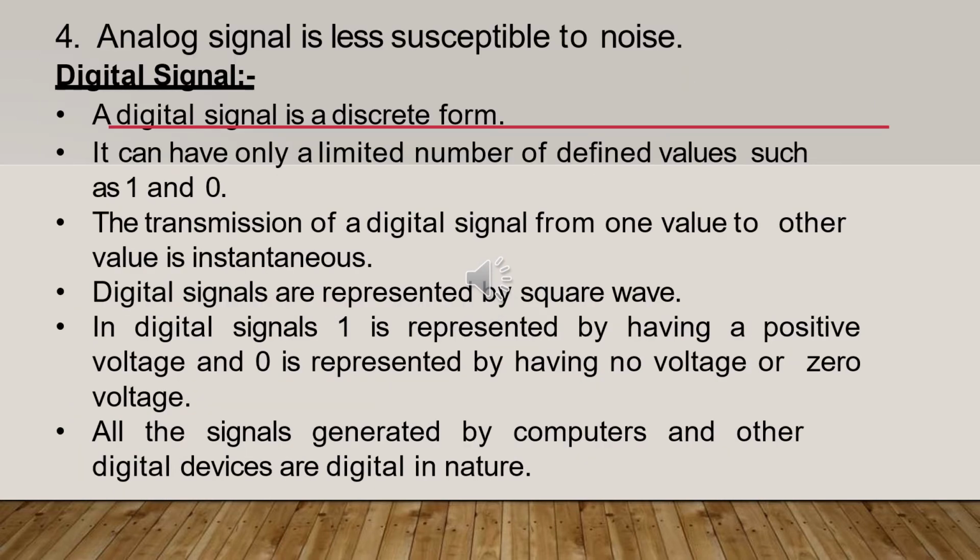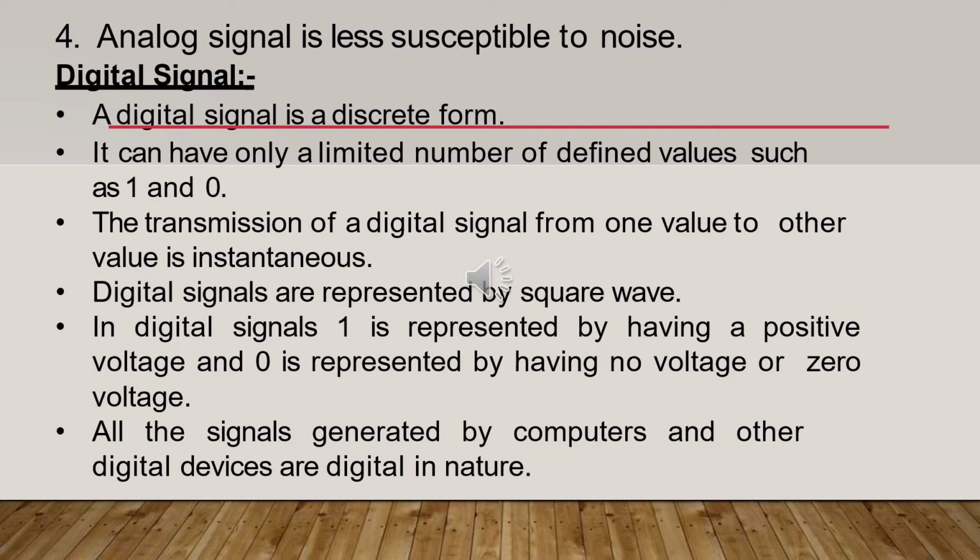Now, let us move on to the digital signal. A digital signal is of discrete form. It can have only a limited number of defined values such as 1 and 0. See, digital signals, or we call them computer signals, as it is very clear that computers work on the binary form, right? It knows only bits, it knows only 1 or 0. So everything we are transmitting with the help of digital signals can be transmitted in the form of 1 or in the form of 0, right?